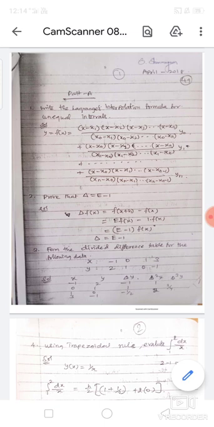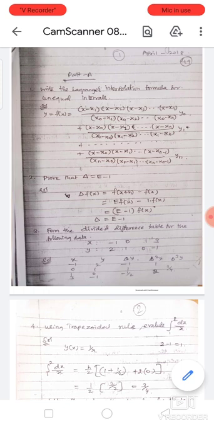This question paper is Numerical Methods, April 2018 question paper. So first of all, take the question papers, 2 mark, part A. Write the Lagrange's interpolation formula for unequal intervals.